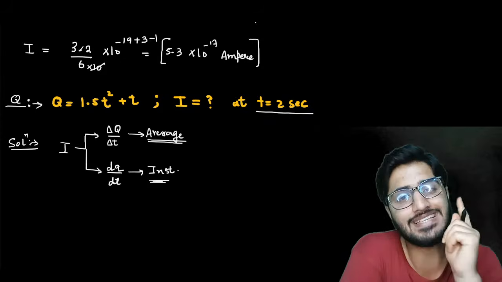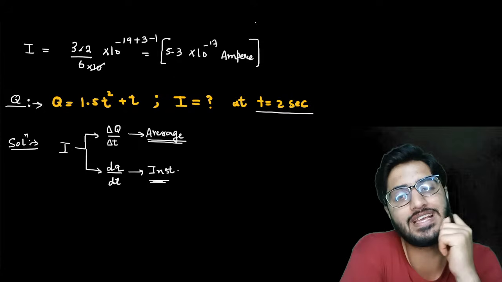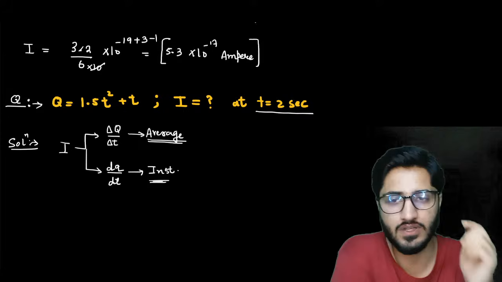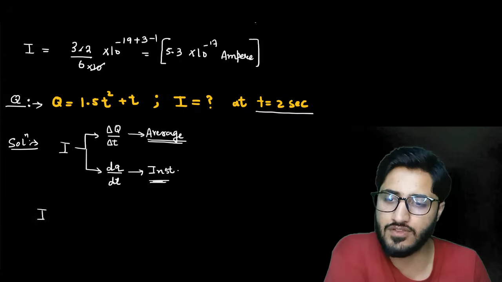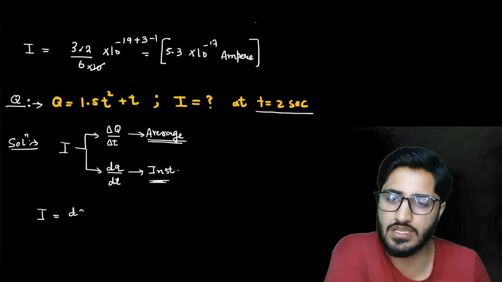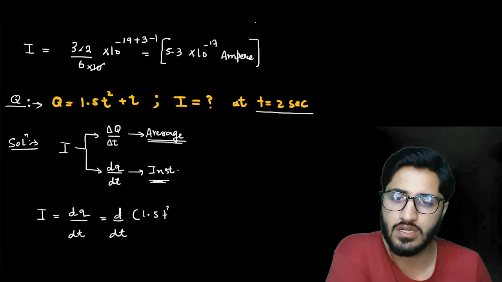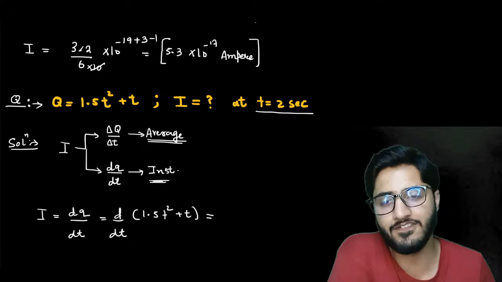Exactly at 2 seconds refers to the instantaneous value. So I can write current I is equal to dq by dt, that is d by dt of q. What is q? q is equal to 1.5 t square plus t. So what is the differentiation of this?